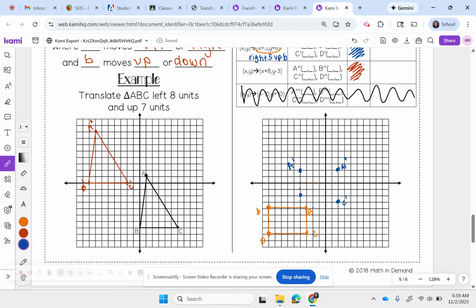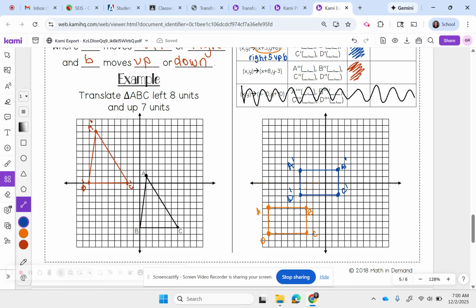Okay, so I think I did C wrong. This is D. So 1, 2, 3, 4, 5. 1, 2, 3, 4, 5, 6. Yeah, I'm off 1. That's okay. So now that we have that, we can go ahead and connect. So that is our image.